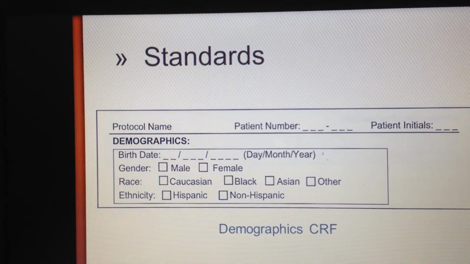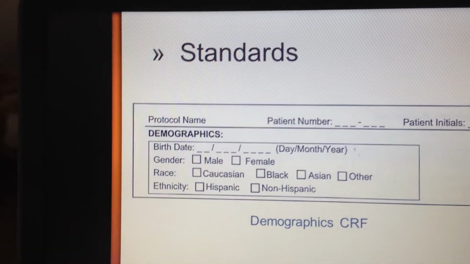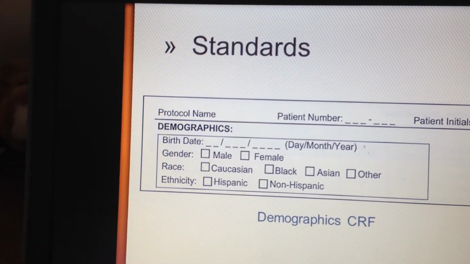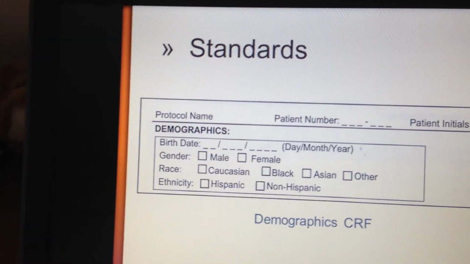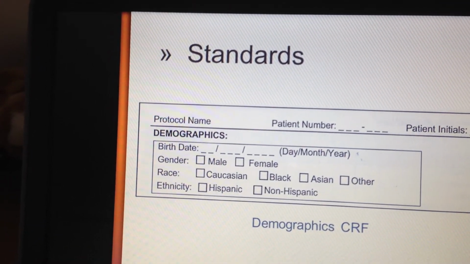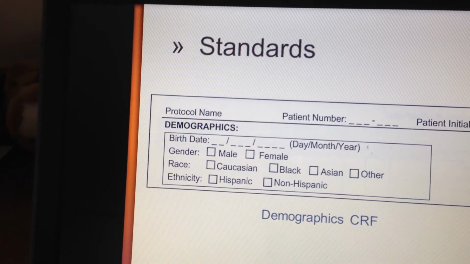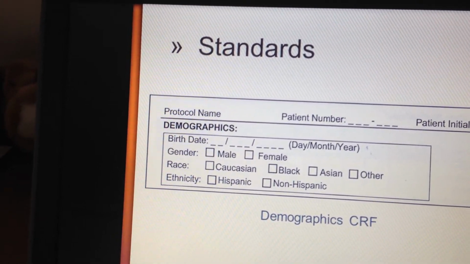Here is an example of demographic case report forms. In this form, we could see it has the protocol name, the patient number, initials, and their birth date, gender, race, and ethnicity.